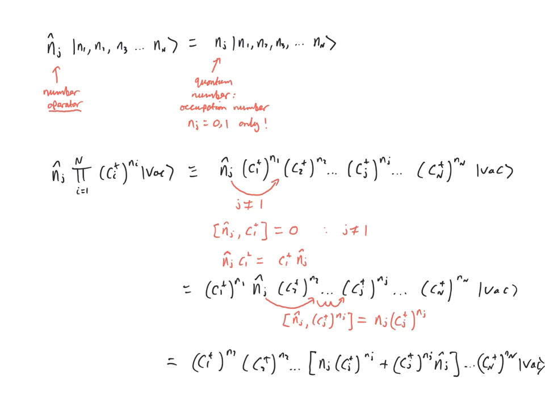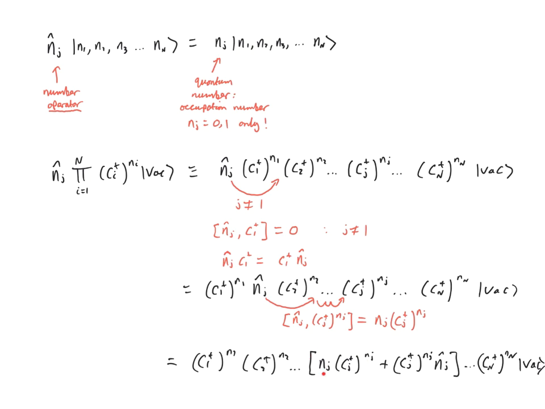The latter term, the one with the nj operator acting to the right-hand side of the cj, we can just run that all the way through and act on the vacuum without any other complications. We've already commuted it through the cj operator. So that's just going to be nj acting on the vacuum, which is going to equal 0.